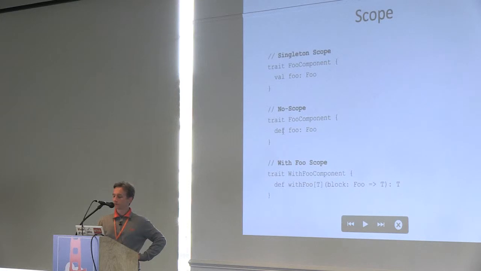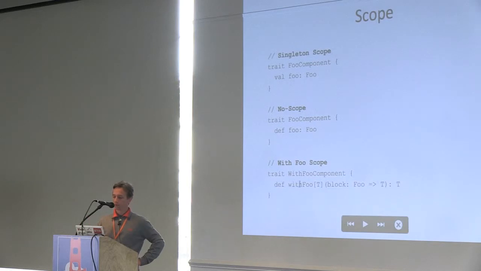If you do def, that means every time you call foo here, you could get a different instance of foo. So this is no scope in this case, because you're basically throwing them away every time you get them. And how do you get any kind of intermediate scope? I came up with this other idea of having a with something component. The idea is you have with foo component, and now we can have a narrower scope somewhere between singleton and no scope.